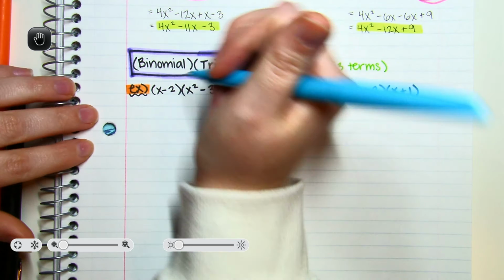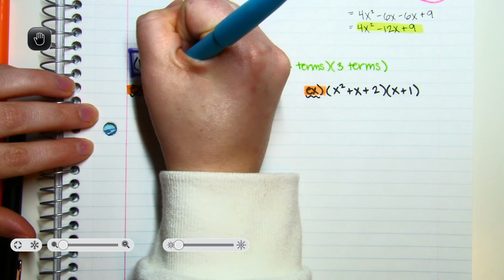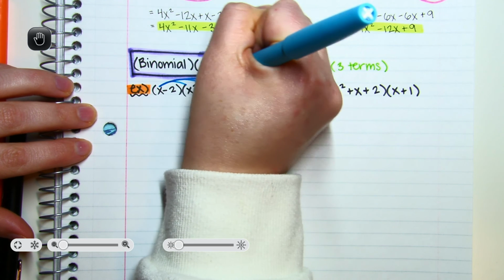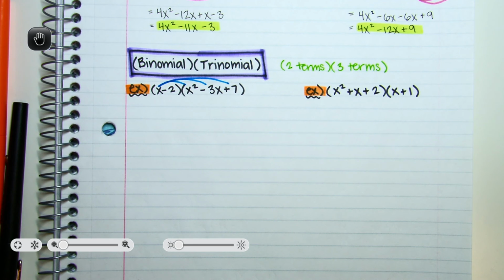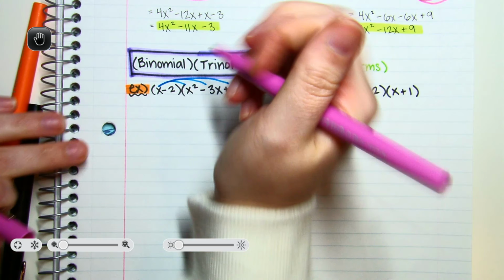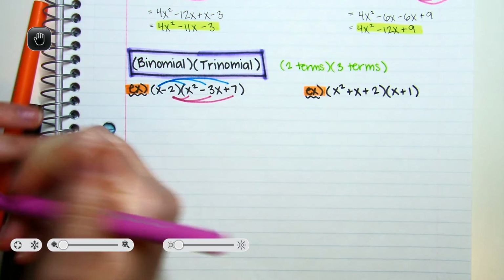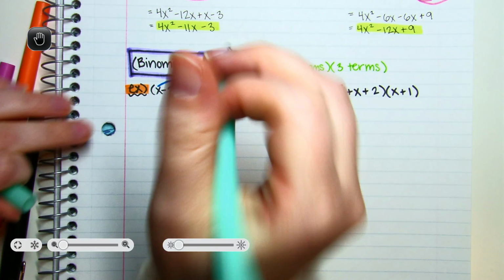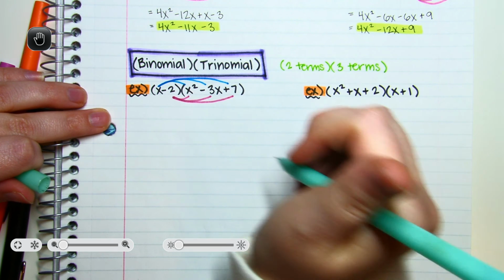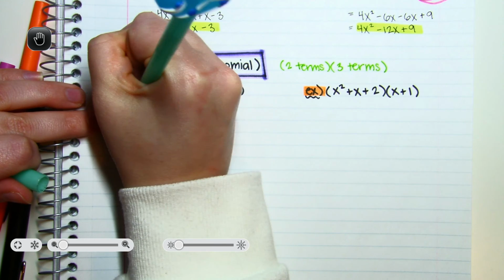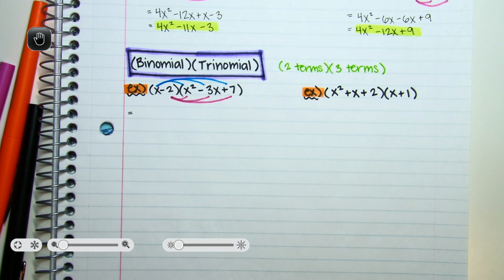All right, so first here, I need to multiply this x and this negative 2 by everything in the parentheses after it. So I need to multiply x by everything in the parentheses, and then I also need to multiply the negative 2 by everything in the parentheses. Now for this example, I'm going to write out all the colors just so that you're able to keep track of what I multiplied a little bit more easily.